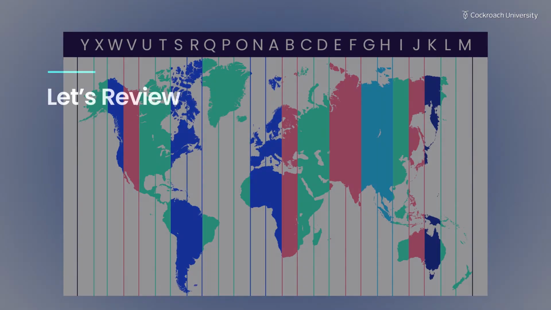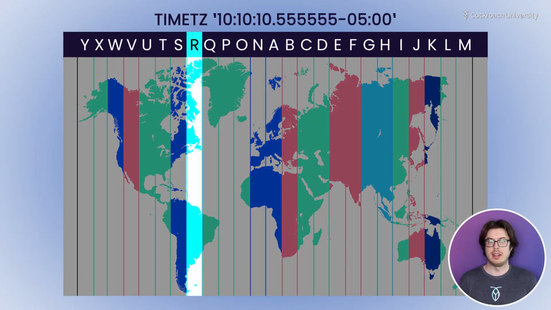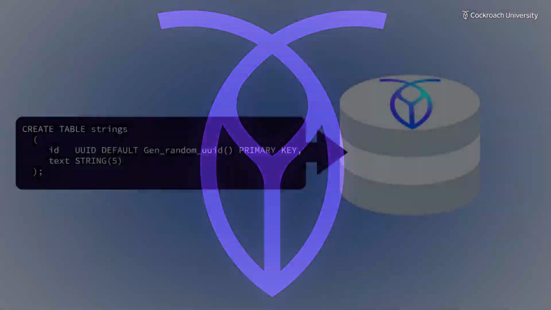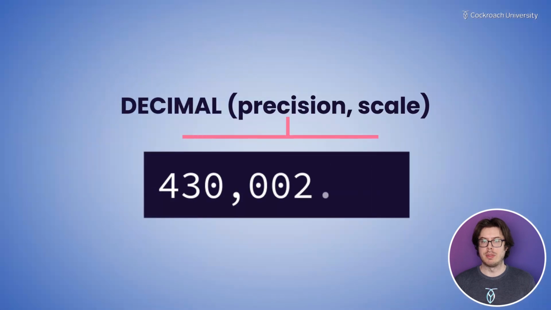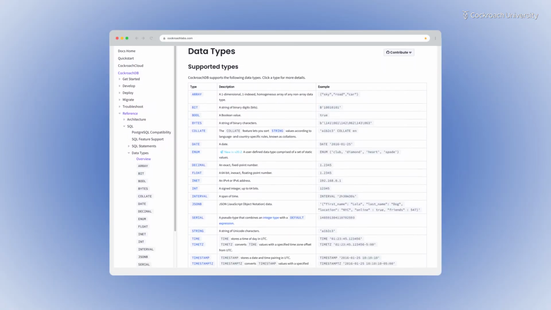Let's review. Specialized data types like the TIMETZ and TIMESTAMPTZ data types that take into consideration time zones are useful when creating your schema. The BYTES data type is useful for storing the binary information of files, such as images. The STRING(n) and DECIMAL data types are useful when you want to ensure that writes align to your expectations as a developer. For additional information, check the CockroachDB docs.